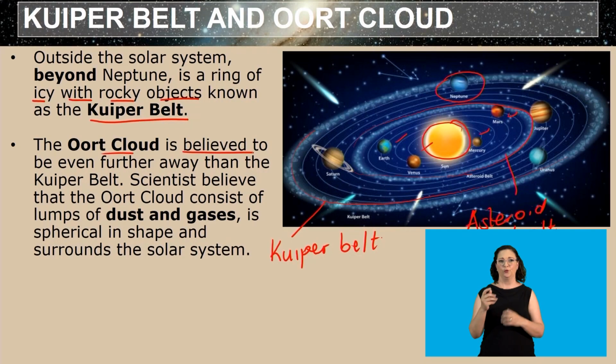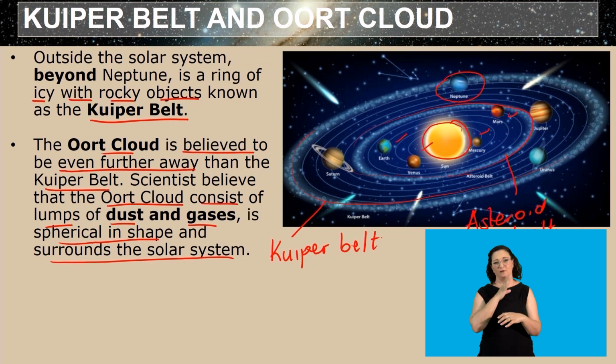And we also have the Oort cloud. The Oort cloud is believed to be even further away than the Kuiper belt, okay? Scientists believe that just after the Kuiper belt, further away, this is where we're going to find the Oort cloud. Scientists believe that the Oort cloud consists of lumps of dust and gases. It is spherical in shape and also surrounds our solar system. It's just that I don't have the picture, guys, to show you how it might look.